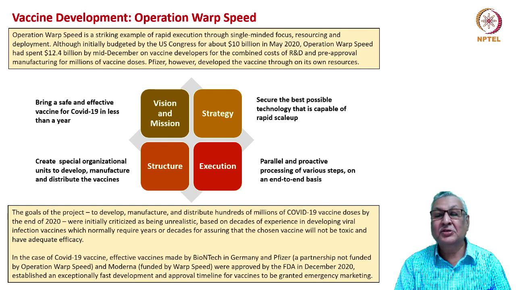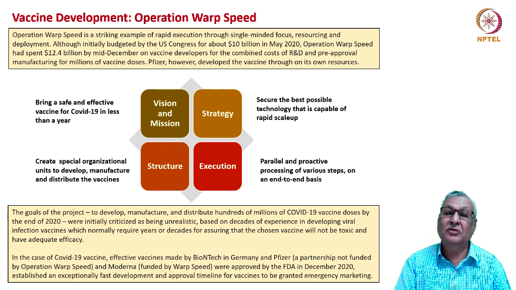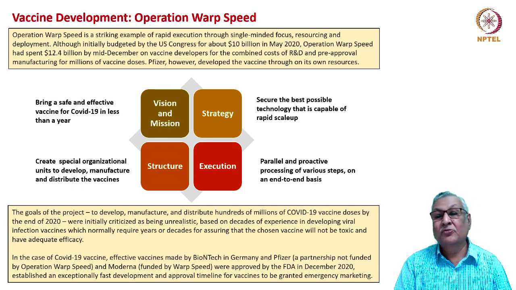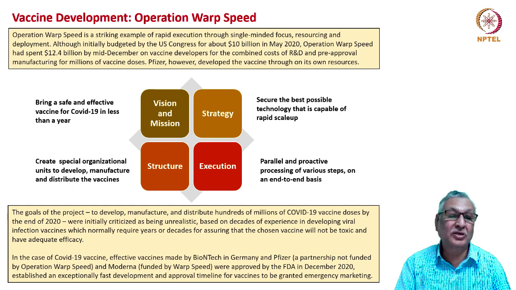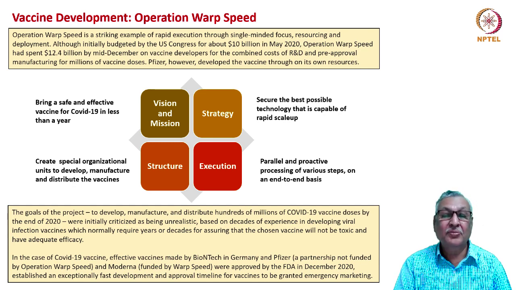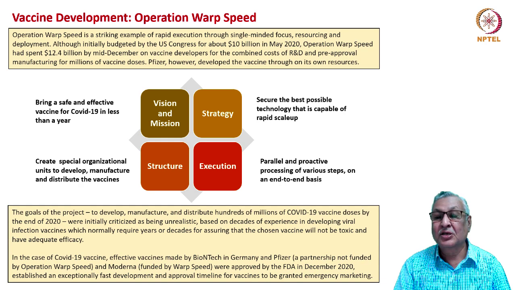So mRNA vaccine technology was chosen. Someone else chose adenovirus vaccine technology, and another company chose the inactivated vaccine technology. A fourth company chose a plasmid DNA technology. So each company had a different scientific and technological strategy. But all the companies created structures, special organizational units to develop, manufacture and distribute the vaccines.